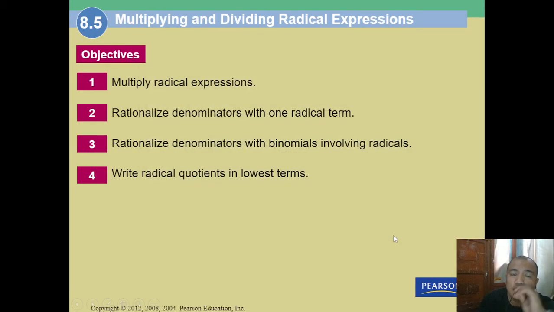Hello, grade 9 students. This time we will focus our lesson on rationalizing denominators. For the objectives, let us recall how to multiply radical expressions. Let us also learn how to rationalize denominators with one radical term, rationalize denominators with binomials involving radicals, and write radical quotients in lowest terms.